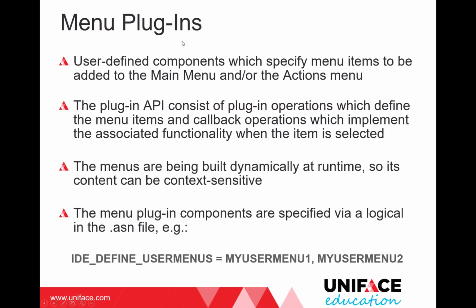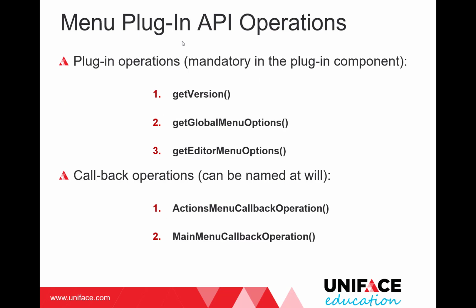So defining the menus follows a very similar pattern to what you've seen so far with the worksheets. It's basically an API where we have some mandatory operations, and then some callback operations. The mandatory operations are get version, same as with a worksheet, get global menu options, which is the hamburger menu or the IDE menu, and get editor menu options, which is the context sensitive action menu. The callback operations are called when something is clicked. Again, you will go through this in the exercise and it will become abundantly clear.